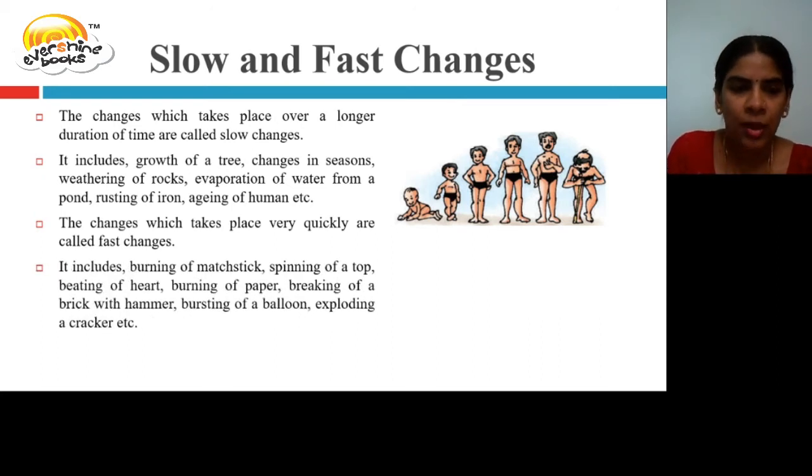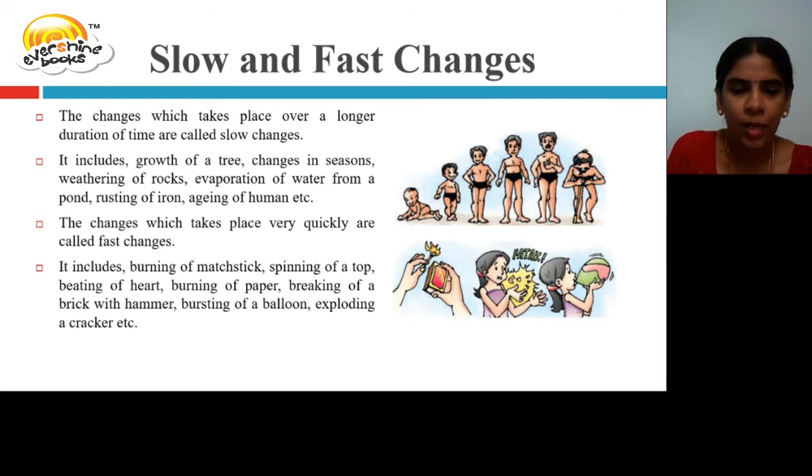Burning of a matchstick is fast. Spinning of a top is fast. We can burn paper very quickly. We can burst a balloon quickly. We can break a brick with a hammer. Exploding a cracker. These are all quick, fast changes.